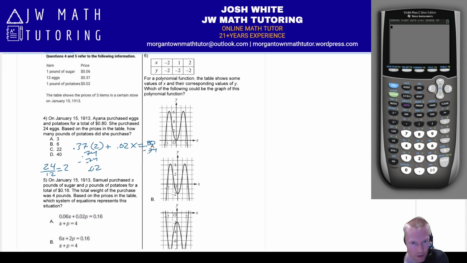You're going to get 0.02x equals 0.06, and then you would just divide, and you should end up with x equals 3. So the correct answer is going to be letter A.